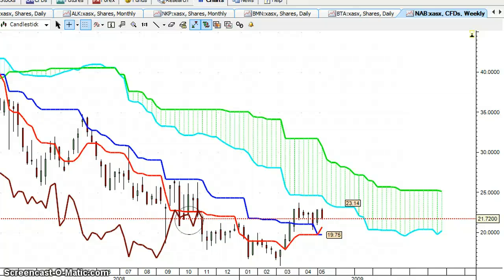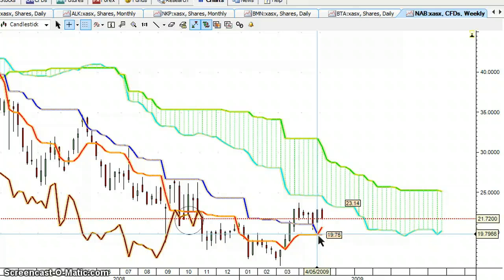This is a weekly chart of NAB. We're looking at it to see where resistance is. In the bottom of the cloud, I feel this point rather than this point is 23.14 approximately. We've been using the support of the blue line here at $21.